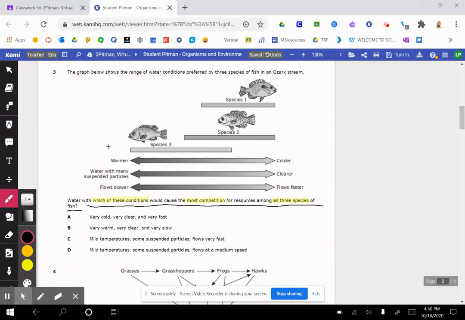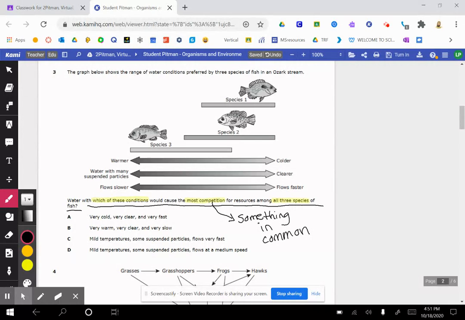And anytime you see competition, you should think they have something in common. Okay, I'm not going to be competing with you if we don't need something similar. I'm not going to fight over a piece of food that I'm not going to eat, or I'm not going to fight over space in water with temperatures that I don't prefer.